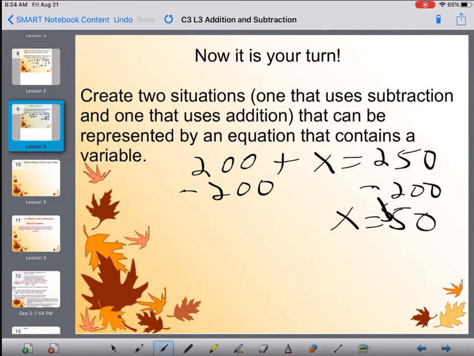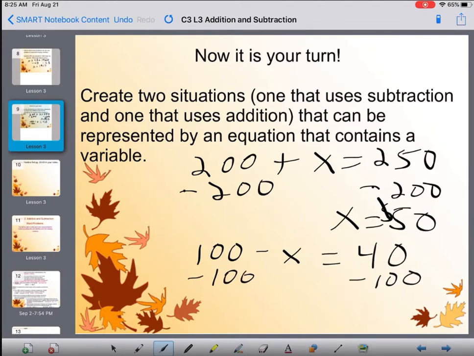All right, let's look at another situation. So let's just say you went to the store with $100 and you spent some money on groceries and you got $40 back. So how much money did you spend in total? Here again, we're just isolating the variable on one side of the equation. 40 minus 100 is going to be negative, because we know that we're taking away more than what we have. So we have negative x equals negative 60. And then to get rid of that negative, we can divide each side by negative 1. So we're going to get x is equal to, in this case, $60.